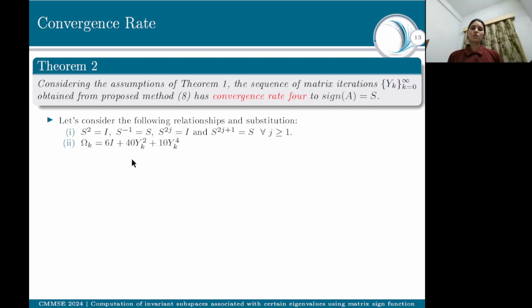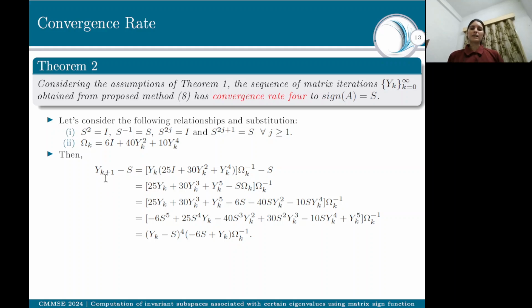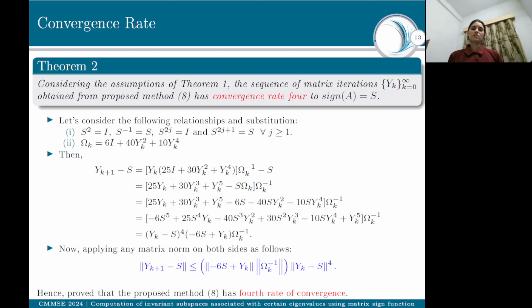So that inverse part in our proposed method, we have named it as omega k. Then yk plus 1 minus s can be written in this form, yk minus s raised to power 4 times 4 minus 6s into omega k inverse. And hence, this norm is less than or equal to raised to power 4, which implies that our proposed method has convergence rate equal to 4.